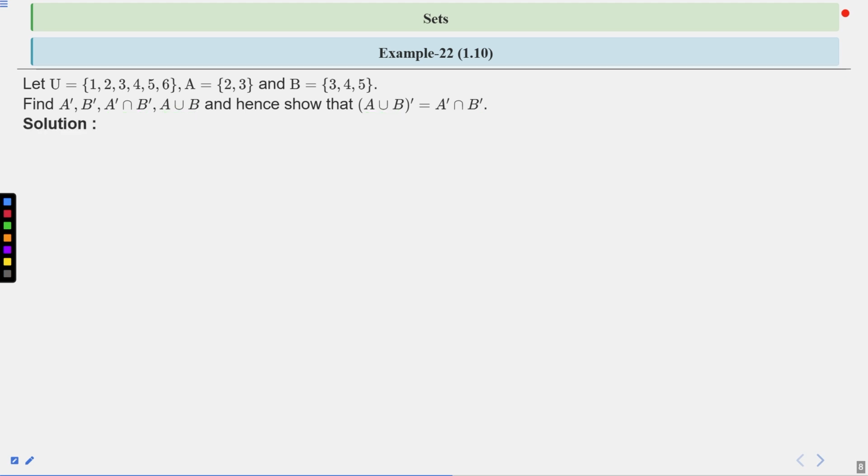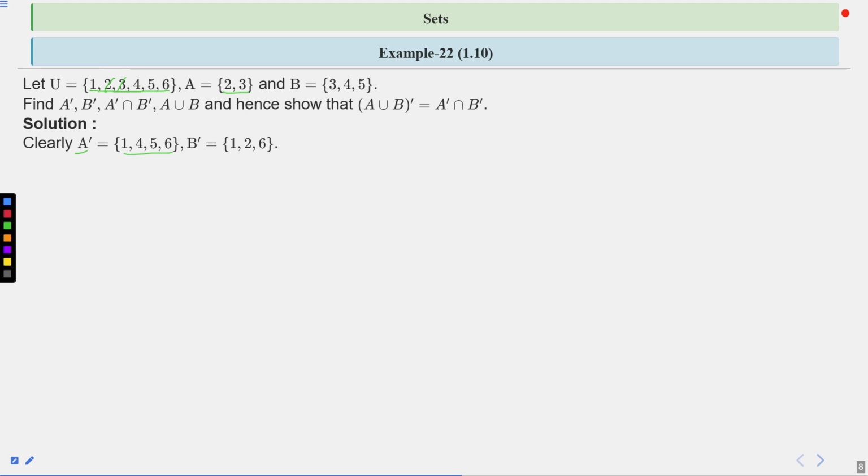Very simple. First find A complement. A complement is simply all the elements from the universal set which do not belong to set A. So eliminate 2 and 3. You are left with 1, 4, 5, 6. So the A complement set will be this set, 1, 4, 5, 6.